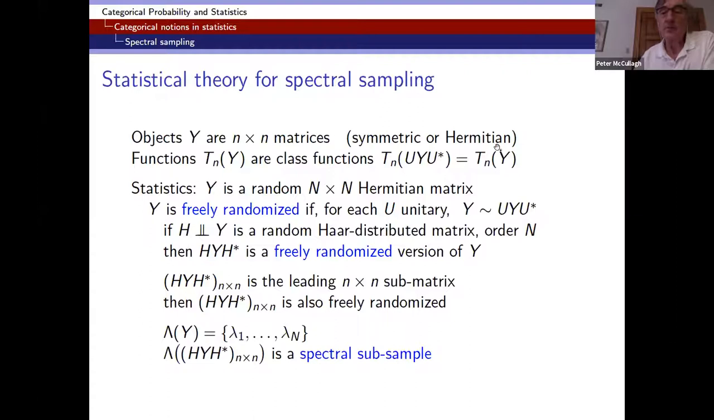So these functions are going to be class functions, so they're functions of the eigenvalues only. So that's why we call it spectral sampling. So U is a unitary matrix in that setting of the appropriate size. So Y, and we would say that Y is freely randomized if for each unitary matrix U, Y has the same distribution as U Y U star.